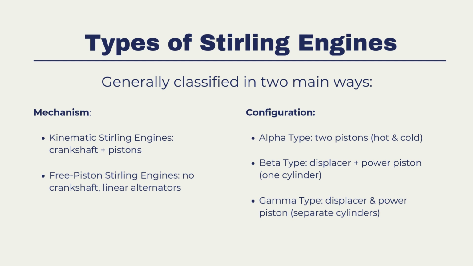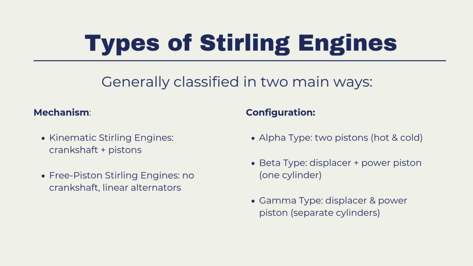The second one is free piston Stirling engines. These have no crankshaft and they have linear alternators. Instead of turning wheels, their motion is used to generate electricity through a linear alternator. An example of that is NASA has tested free piston Stirling engines in space projects to generate electricity from heat because they are quiet and reliable.